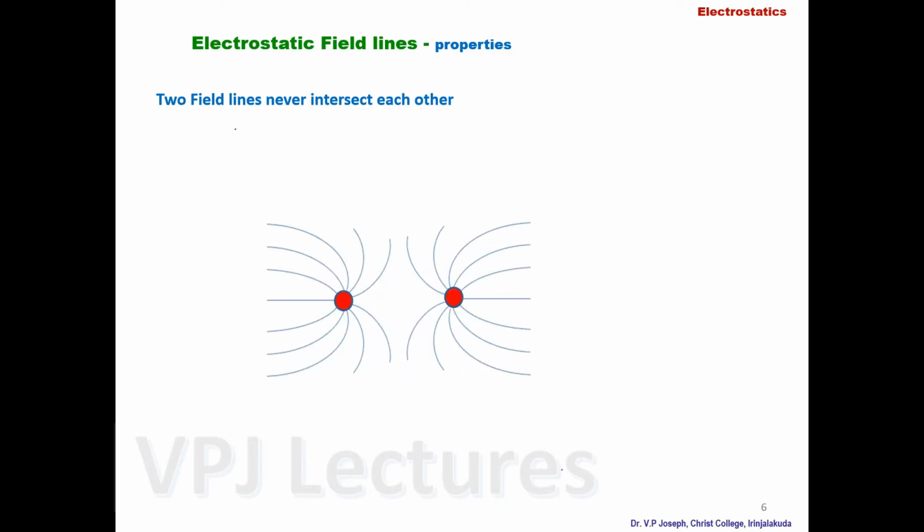And if you have two charges, you can see that the field lines never intersect each other. For demonstrating, I have placed two plus charges here. For both charges, the field lines are moving away, so they never cross each other. They move away like this. So this is another important property of the electric field lines.